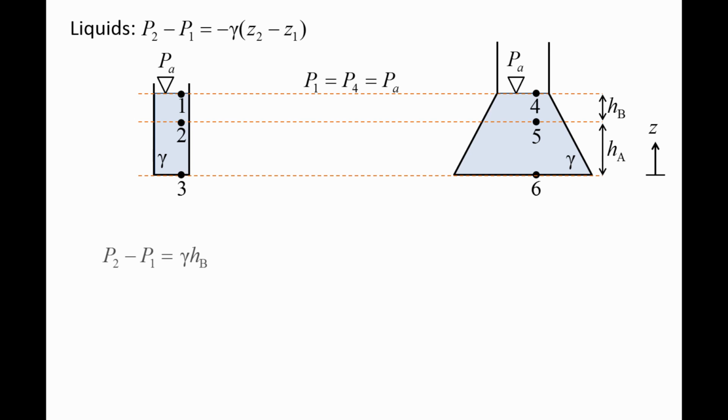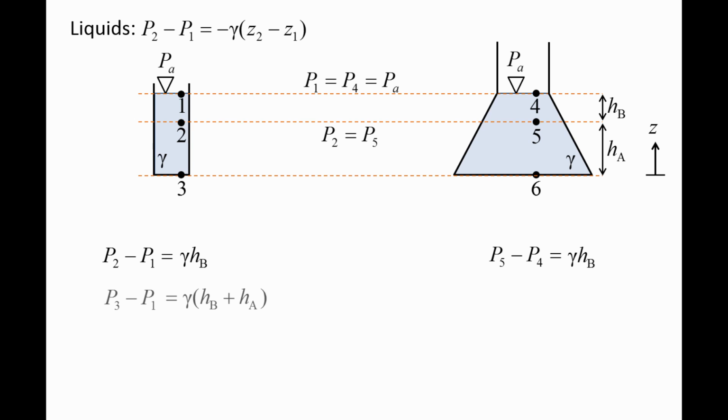The difference in pressure between points 1 and 2 is gamma times the vertical distance hb. The same pressure difference exists between points 5 and 4. Since P1 is equal to P4, this means P2 is equal to P5.